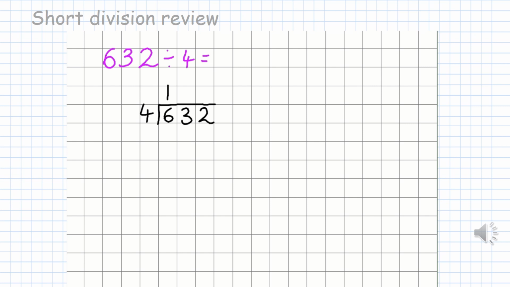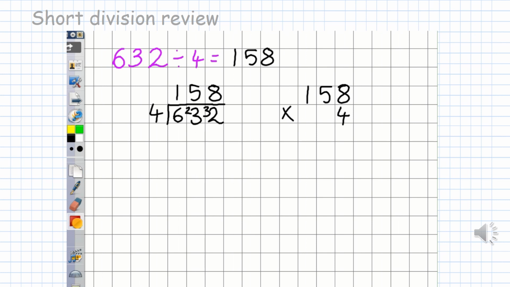How many 4s go into 6? It's 1, remainder 2. How many 4s go into 23 is 5, remainder 3. And how many 4s go into 32 is 8. The answer is 158. I'm just going to check using the inverse. 158 times 4 should give us the answer 632.